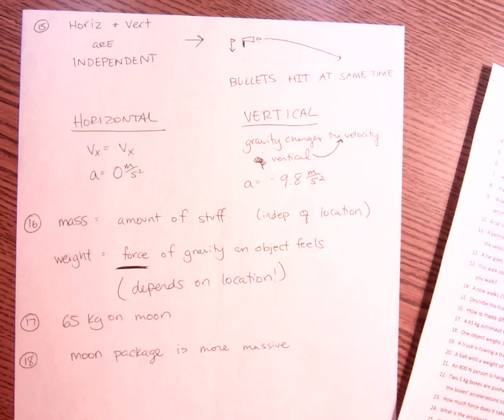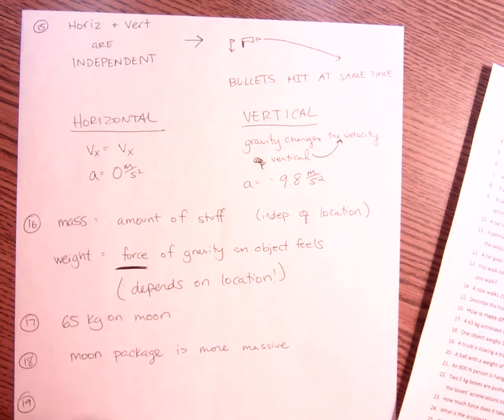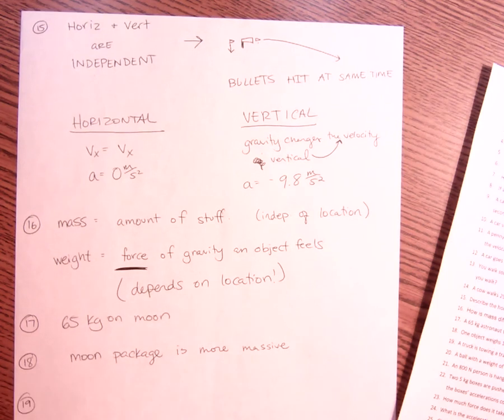All right, number 19. A truck is towing a trailer of the same mass. If the trailer is released, how will the acceleration rate for the truck change?